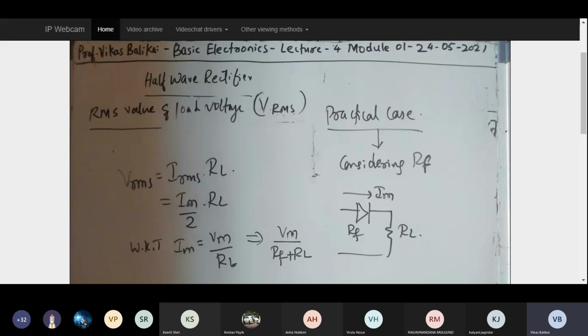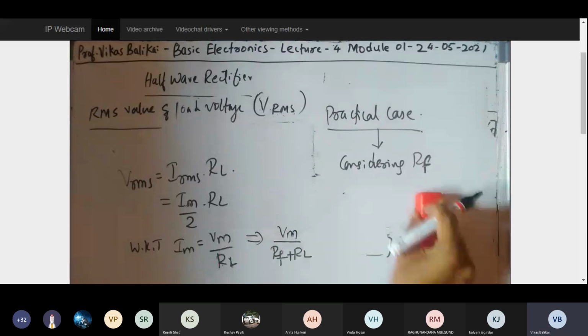If you keep adding RF in one place and another, it won't be considered a practical scenario. The practical scenario is only considered when you consider RF when the current Im is flowing. So the Im equation normally, by Ohm's law, is V by R or Vm by RL. Here, in the place of RL, I need to be adding RF. So now can I write my Im equation as Vm by RF plus RL?